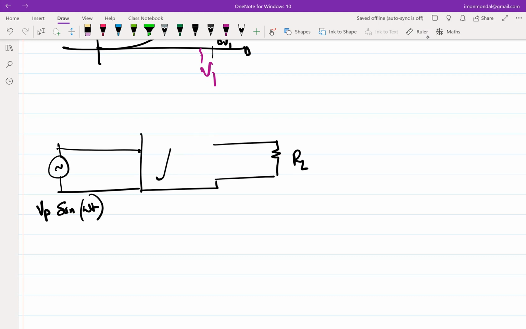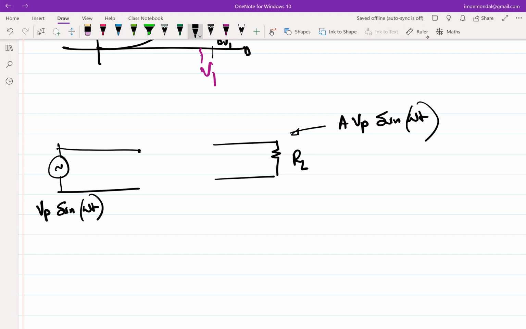Or rather, let me approach it in a different way. So let's say you have a load RL and you have a source Vp sine omega t. I want to amplify Vp sine omega t and apply it across RL. So essentially what I'm looking for is, if I observe my voltage across RL, I should be getting some A times Vp sine omega t. This is what I am expecting, where A is more than 1. Right? This is my expectation.